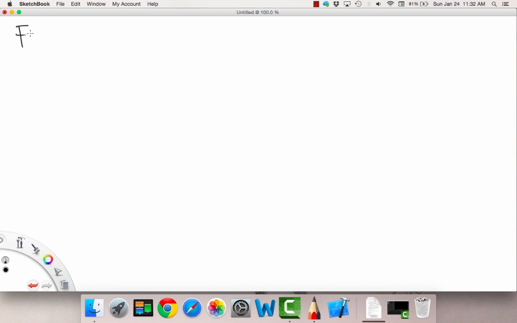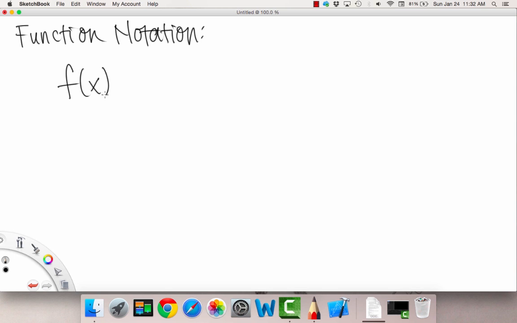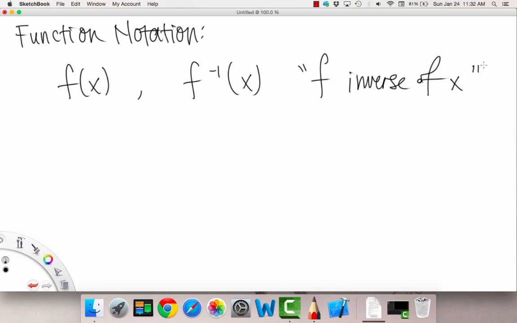Now let's work with a little bit of function notation. Let's say we have f of x, our original function. The inverse of this would be called f inverse of x, not too shocking of a name. You pronounce it f inverse of x. Don't say f to the -1, because that implies that you're raising your function to the -1 power, which is not what's going on here.